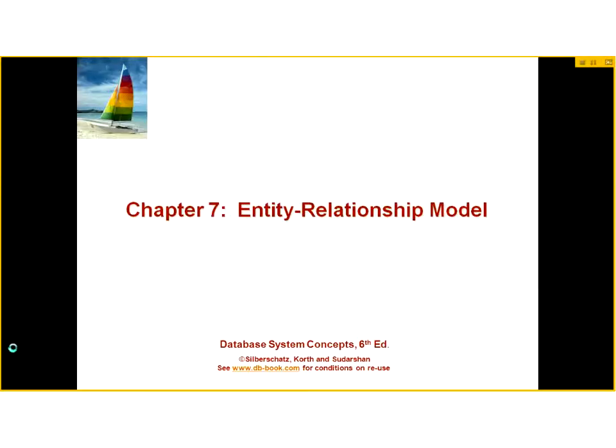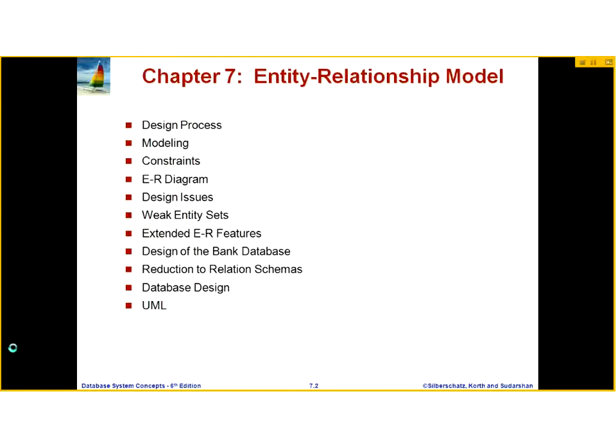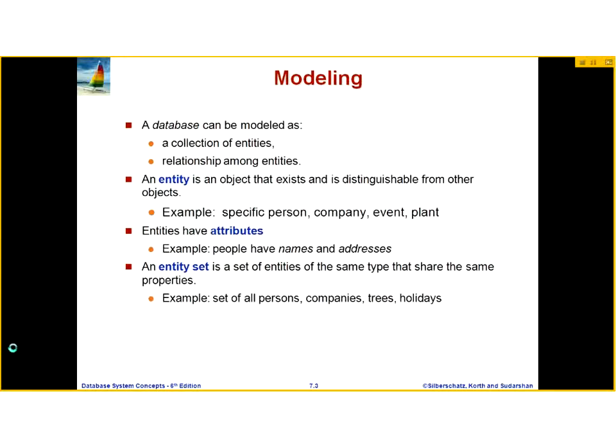So we were talking about entities and relationships and how we model such relationships in our lecture. A database can be modeled as a collection of entities and their relationships. An entity is an object that exists and is different from others. For example, a specific person, company, event, or plant, and every entity has certain attributes. For example, if people are an entity, their names, addresses, IDs are their attributes.